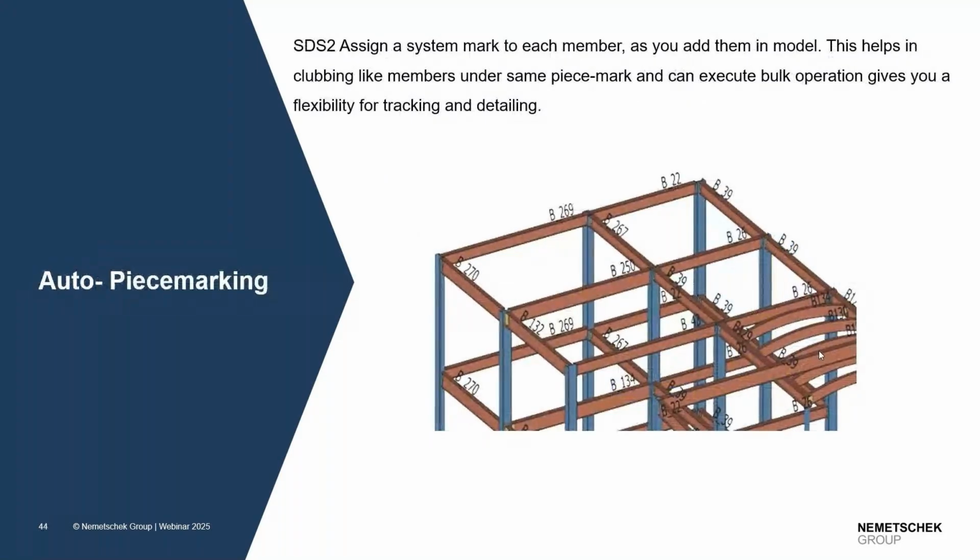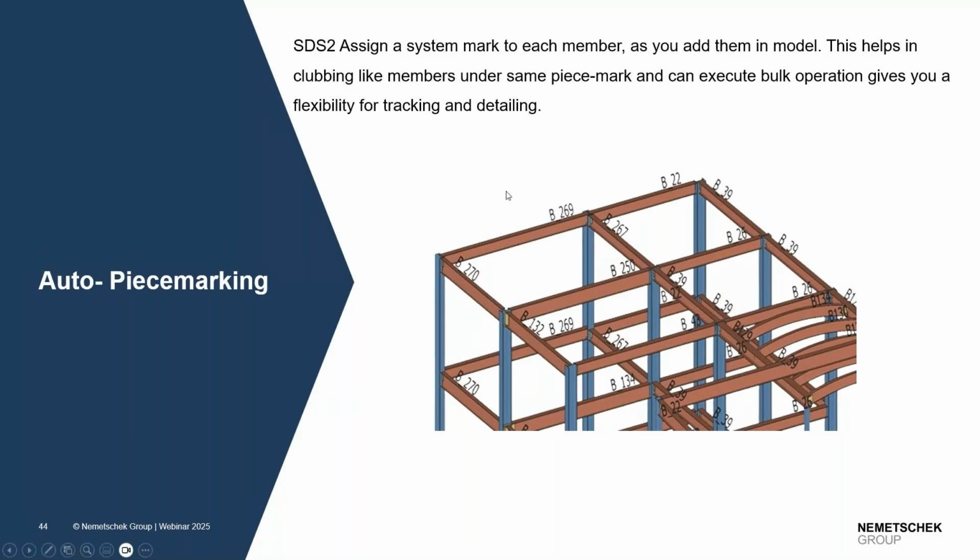So auto piece marking is a feature which expedites your work. How it works is basically if you're adding any identical beams, for example, you have added 10 identical beams, SDS will club all those beams and give one system piece mark. So if you see in this image, there is B underscore 270. So these two beams are identical. SDS has clubbed the mark. Now how it will help you.